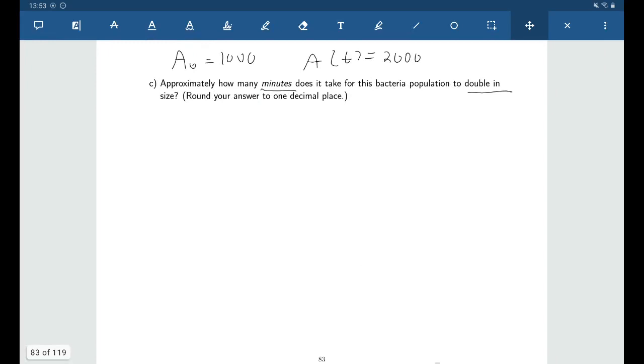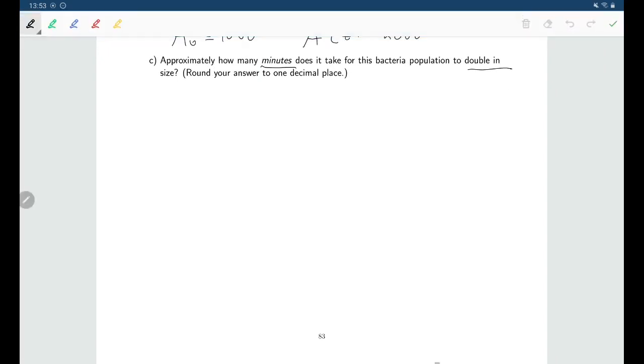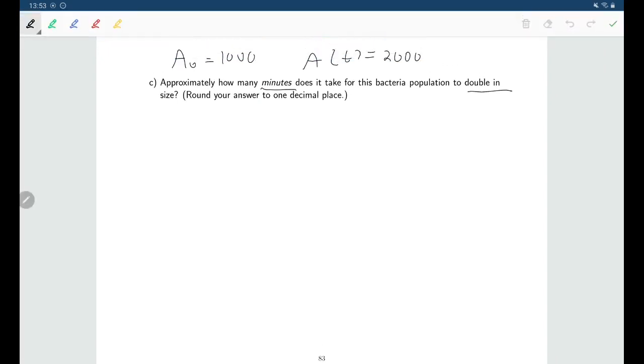So when I solve for t in my exponential growth formula, I'll find the number of hours it takes for it to double in size, and I'll need to figure out what that is in terms of minutes afterwards. So to begin with, we know that we have our population at time t is 1,000 e to the natural log of 6.5 times t. And we know that we want our population to be 2,000. So we want to find out at what point is A of t equal to 2,000.